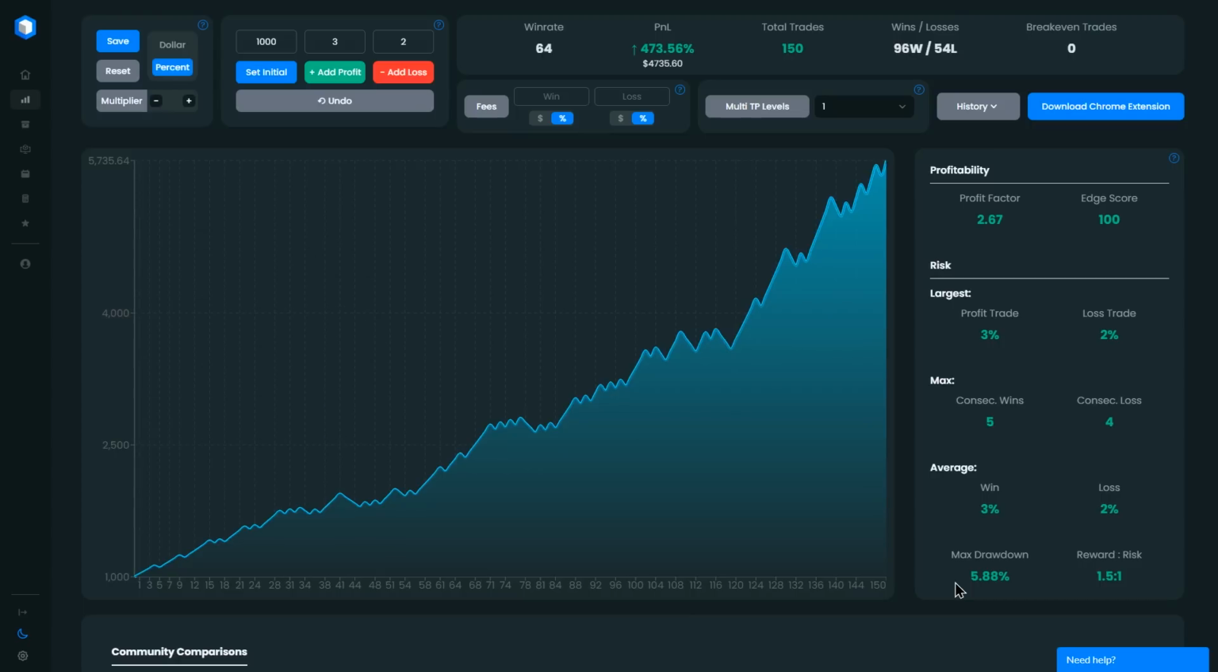Remember, this is just a backtest of 150 trades and this performance isn't financial advice. Do your own due diligence before trading with your real money.